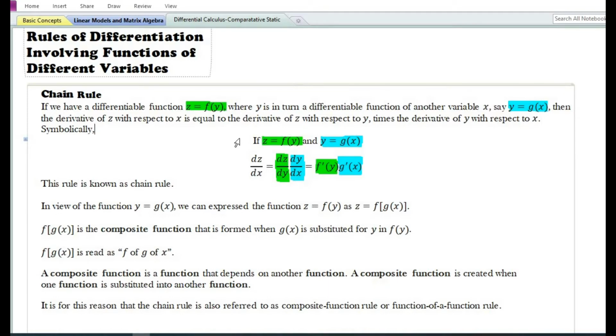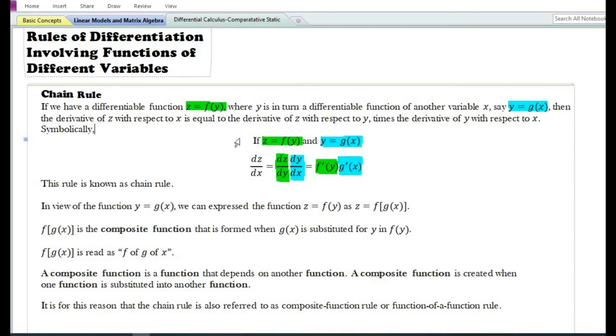Symbolically, if z is equal to f of y and y is equal to g of x, then the derivative of z with respect to x is equal to the derivative of z with respect to y times the derivative of y with respect to x, or the derivative of z with respect to x is equal to f prime y times g prime x.